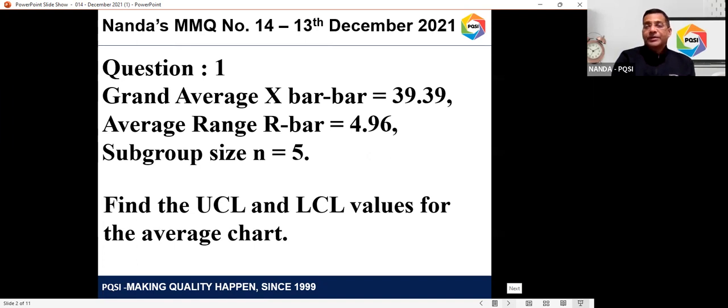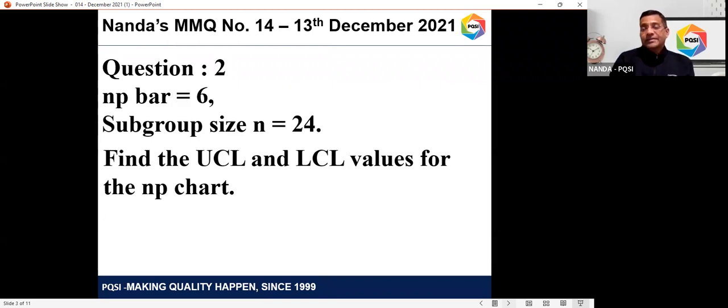You need to calculate the UCL and LCL values, and that is what you need to enter in the Google form, the link for which will be available in the comment section of this YouTube video. A similar question, question number two, again on control chart. What we have furnished is the NP bar value, which is 6, and the subgroup size n is equal to 24. We want you to calculate the upper control limit and the lower control limit values for the NP chart. So those are the first two questions.